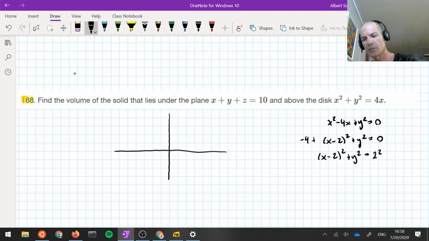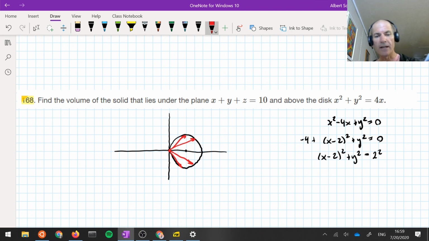Equals 2 squared. So it looks like we've got a circle of radius 2 centered at that point. See how terribly I can draw that circle. Okay, now we need to express this region in terms of polar coordinates, where we're integrating along rays that start at the origin and go out to the curve, right? Like that.